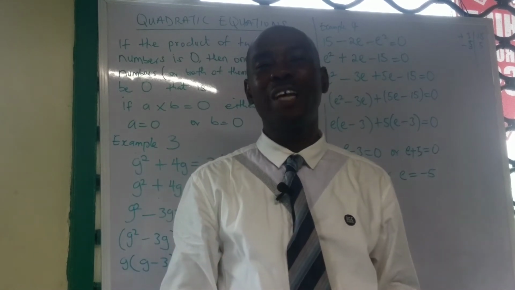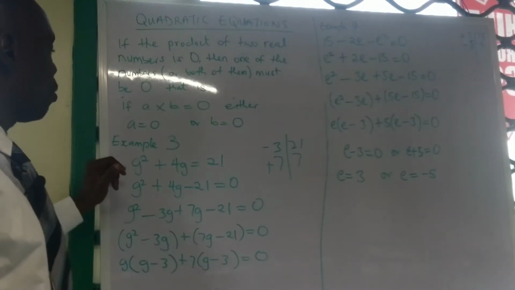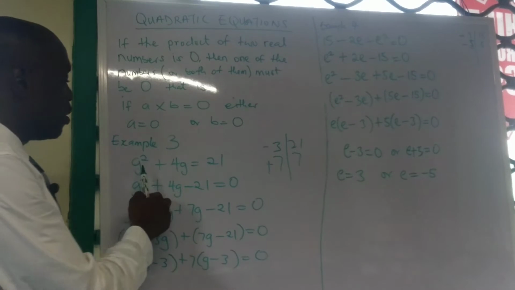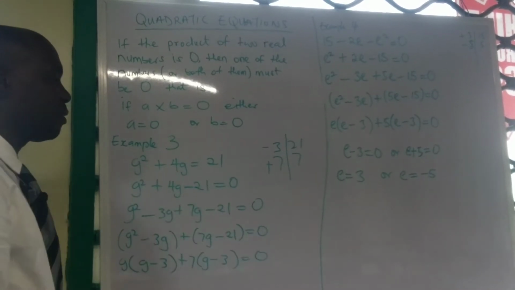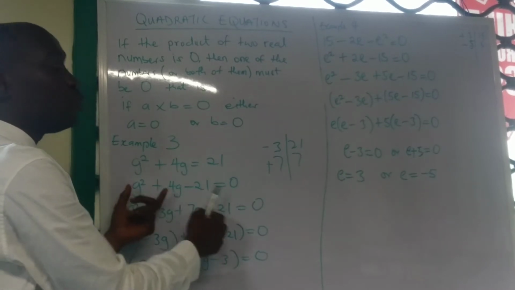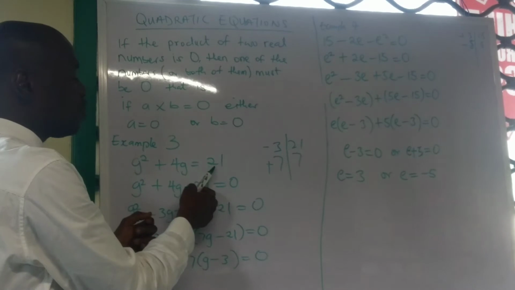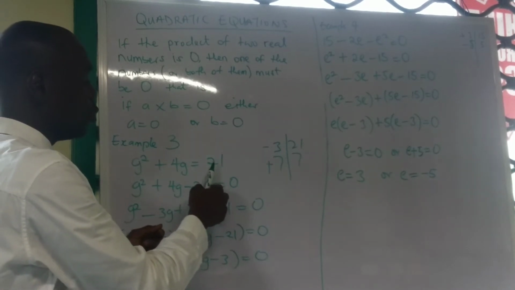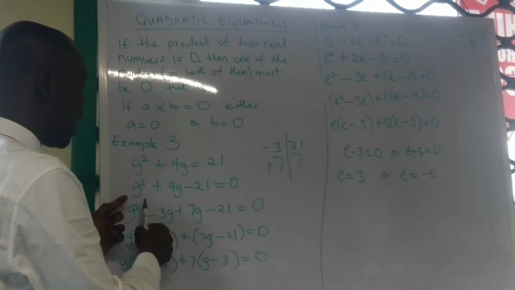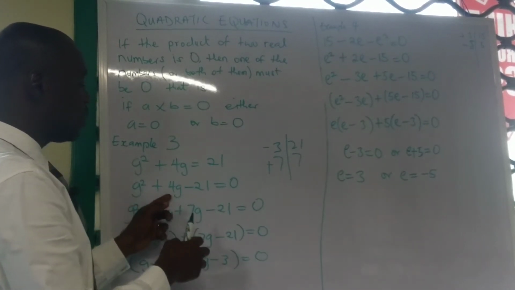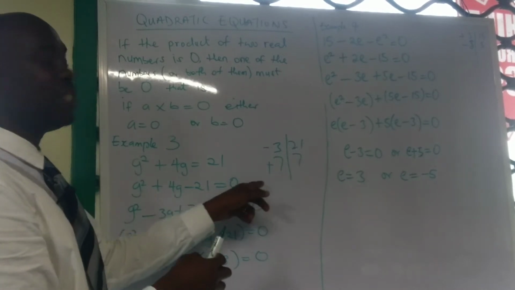We are on quadratic equation part 2. On our chalkboard, example 3 shows g squared plus 4g equals 21. With this equation, we want it to balance to give us equals 0. So once we transfer positive 21 to this side, it will give you negative 21. So we have g squared plus 4g minus 21 equals 0.